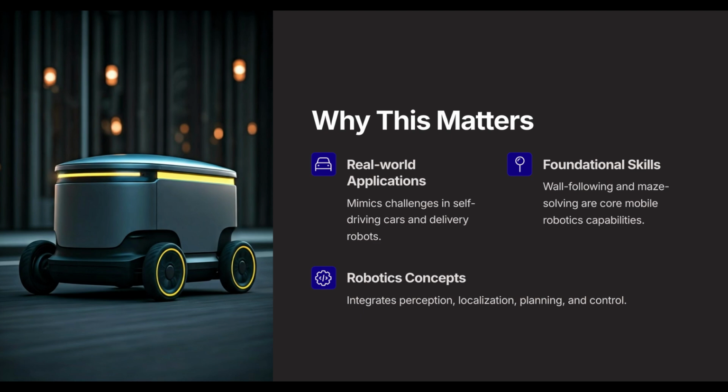This project has real-world relevance. The same logic behind wall detection and obstacle avoidance is foundational in autonomous driving and warehouse delivery robots. It helps reinforce skills like sensor integration, motion planning, and state-based decision-making. These concepts, such as perception, localization, planning, and control, are core topics in mobile robotics, and we were able to apply them in a realistic setting.